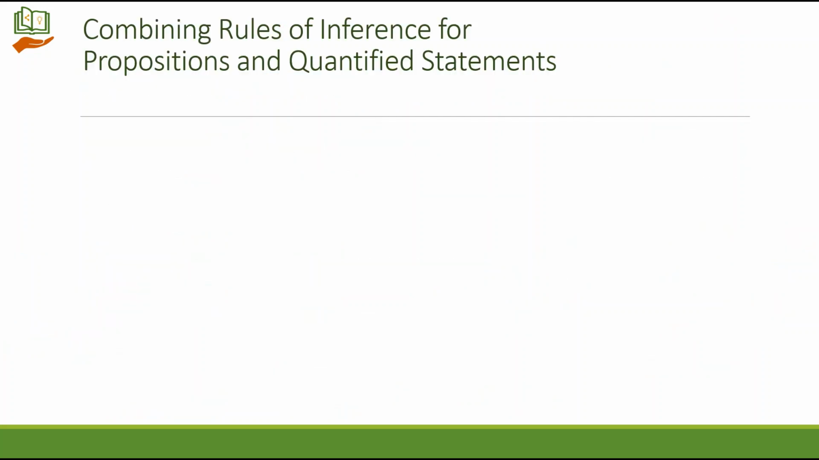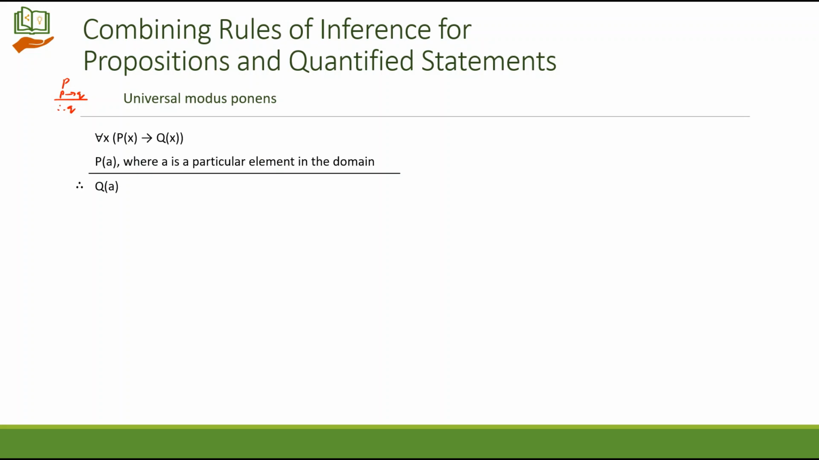Now we are going to combine the rules of inference for propositions as well as quantified statements. We will have two rules of inference here. The first one is universal modus ponens. P implies Q, therefore Q. This one will be applied with universal quantification. So for all x, P of x implies Q of x.